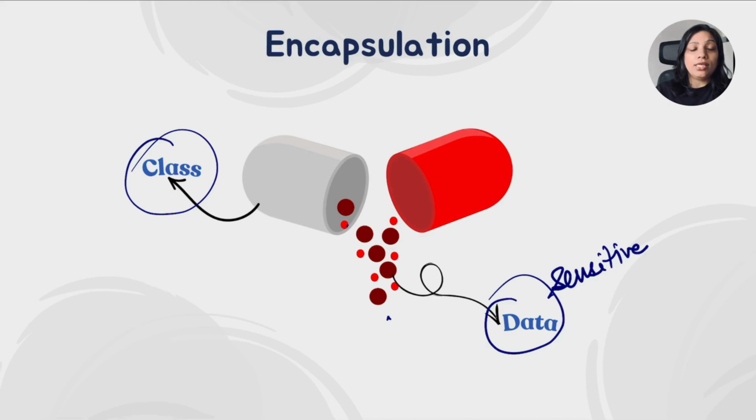And when the body interacts with the capsule, this medicine performs some actions. And these actions are, let's say, methods on the body in order to cure the illness. So encapsulation in simple words is known as the combining of data and the methods in a single unit called a class. So let's talk about the class.